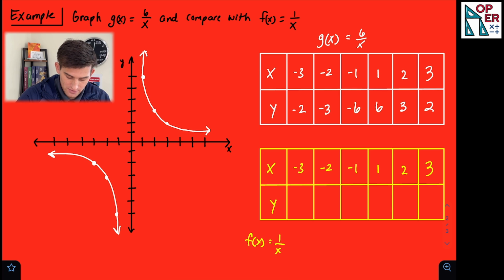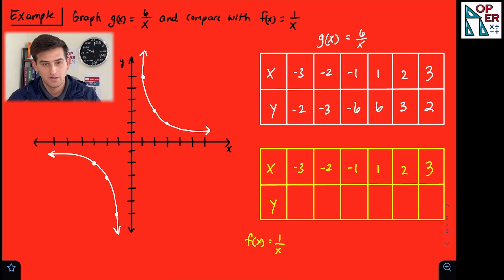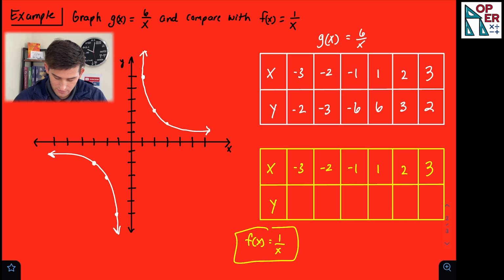All right. So now let's switch up to yellow, and let's see how this compares to our parent function of f of x equals 1 over x. So now we're going to take those same x values, but now we're going to apply them to 1 divided by x. So 1 divided by -3 would be -1/3. 1 divided by -2 would be -1/2. 1 divided by -1 is -1. 1 divided by 1 is 1. 1 divided by 2 is 1/2. And 1 divided by 3 is 1/3.